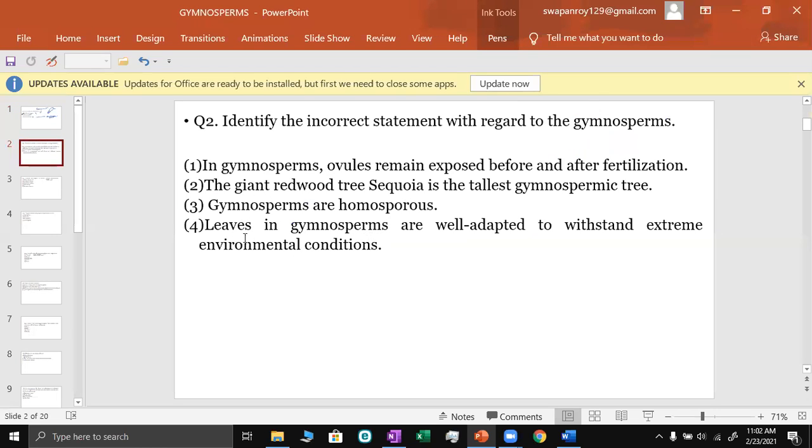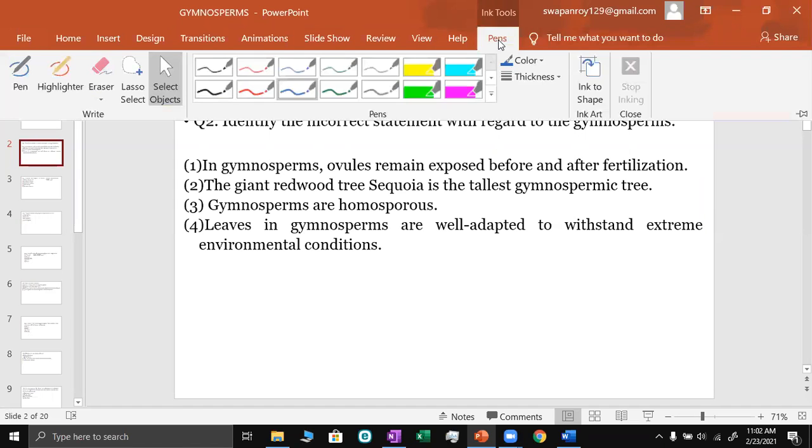From here, there are four statements which are some characters. Identify the incorrect statement. Just a minute.